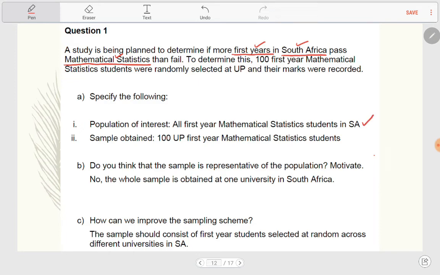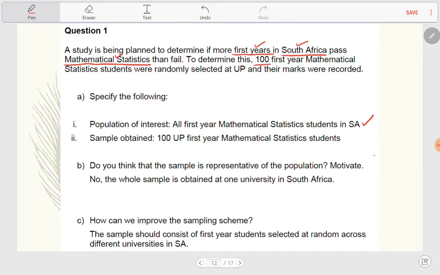Now, which is the sample they obtained? They didn't explicitly use the word sample, but remember a sample is just a subgroup of the entire group. All of the first years in South Africa could be people at UCT, UP, Wits. There are so many universities. It would definitely be tedious to get all the marks for everyone if we didn't have a database. So they took 100, and I'm sure you know there's definitely not 100 first year math stat students in all of South Africa. So this is clearly a subset of the entire population. Therefore, this is your sample.